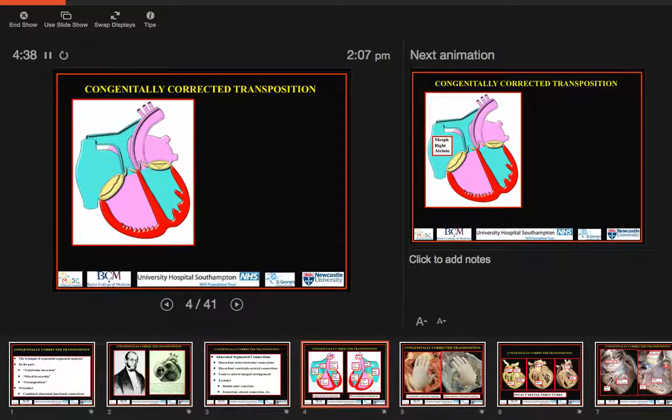So let's build up what we mean by congenitally corrected transposition. In most instances, the right atrium is where we expect it to be, and the right atrium connects to a ventricle, but the right-sided ventricle is morphologically left. And that then gives rise to the pulmonary trunk. So although the systemic venous return is being driven by the left ventricle, it continues to reach the lungs, which is where it's supposed to go, and hence the circulations are congenitally corrected.